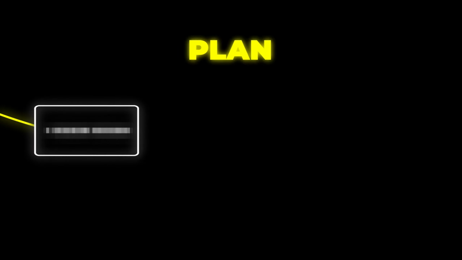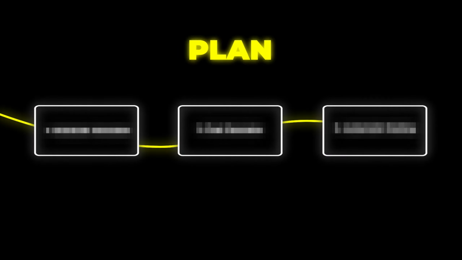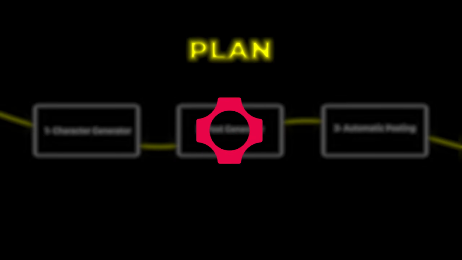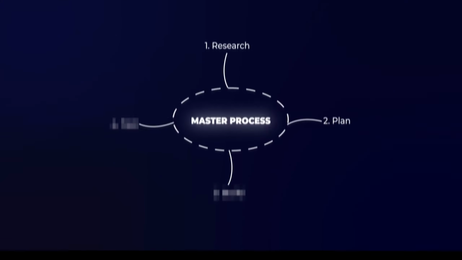Here's the plan. I'll be building 3 workflows. The first one will be responsible for generating the AI characters, the second one will create the post for the chosen character, and the third workflow will be responsible for automating the posting process. For the tools, I'll be using Full AI and Posters. With the planning phase now done, let's move on to the third part, which is building.